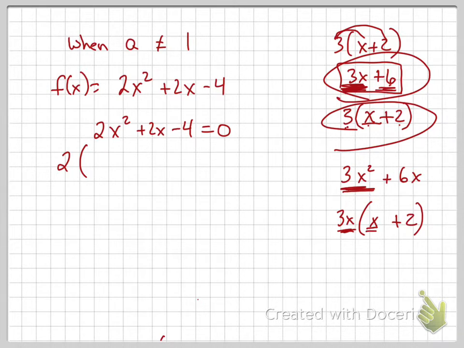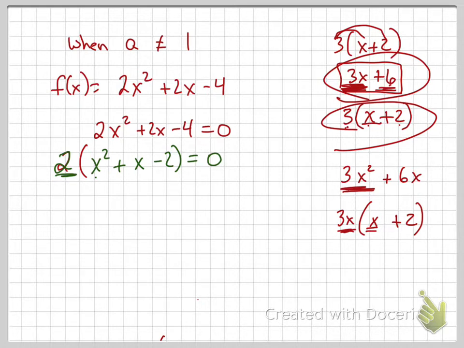Okay? So we can use this to go over here. I took out a 2. 2 times what is 2x squared? Plus 2 times what is 2x? 2 times what is a negative 4? Now, this is important. There's no variable out here. If there was a variable out there, that would be another story.